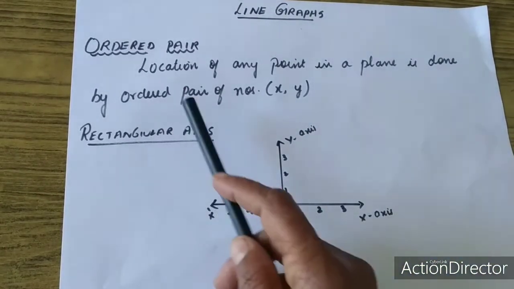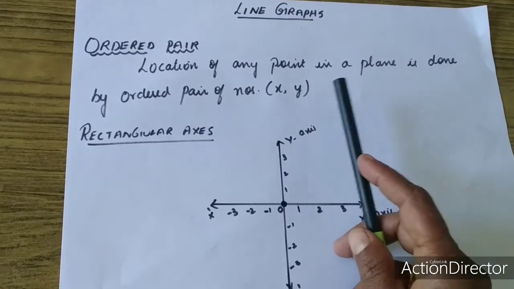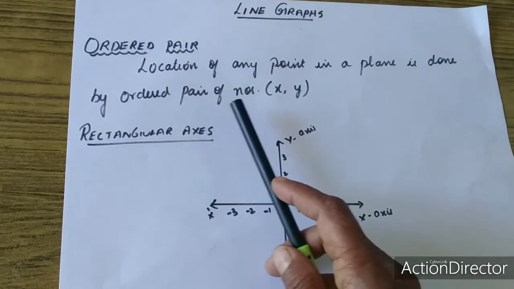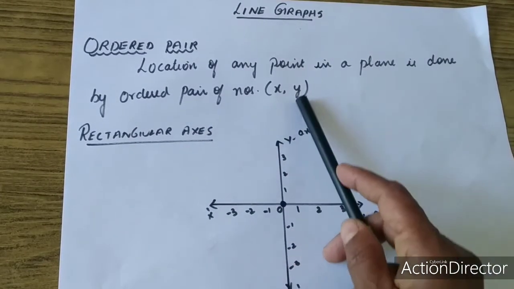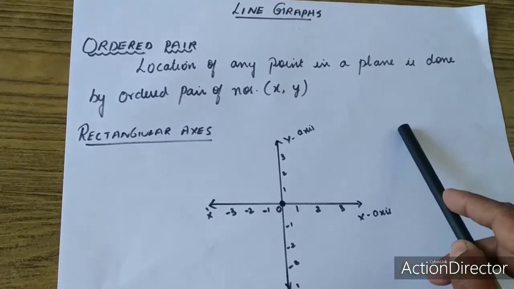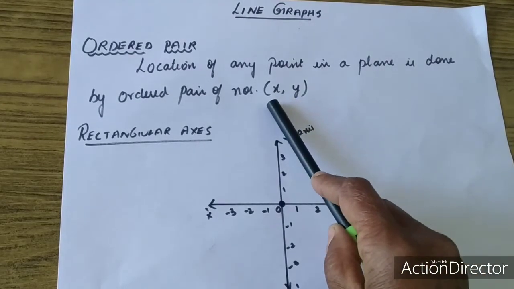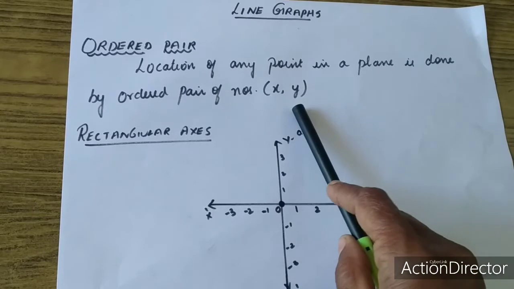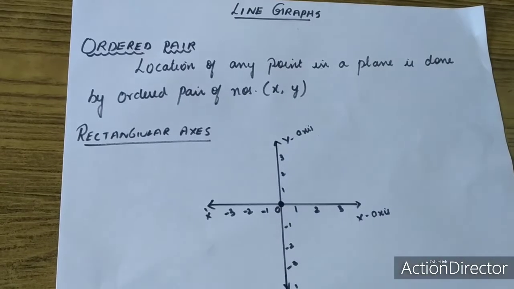So we say that an ordered pair is the location of any point in a plane, and it is written as an ordered pair of x comma y. The first number always denotes the x coordinate and the second always denotes the y coordinate.